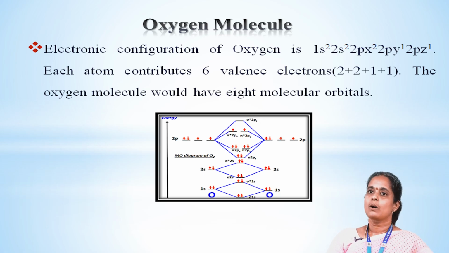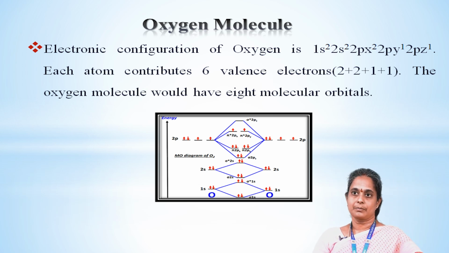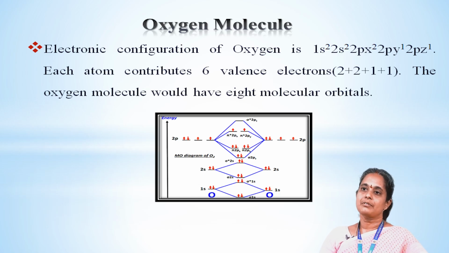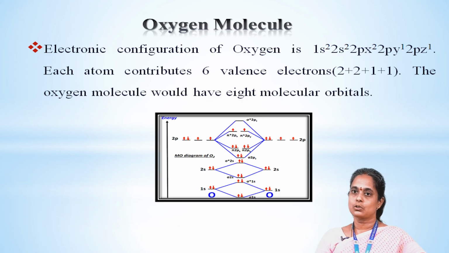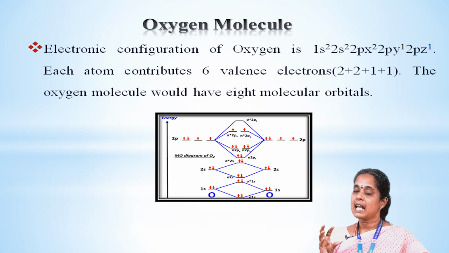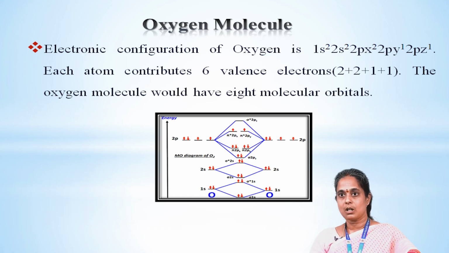Next we see the oxygen molecule. The electronic configuration of oxygen, atomic number 8, is 1s2, 2s2, 2px2, 2py1, 2pz1. Each atom contributes 6 valence electrons, that is in the 2s and 2p orbitals.